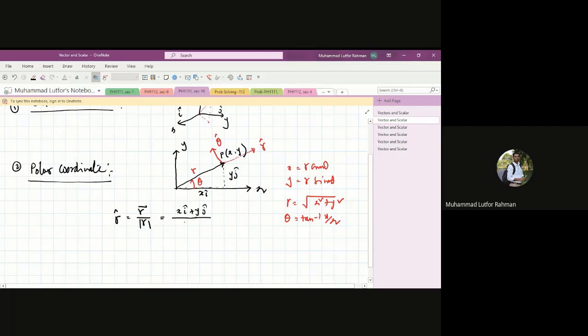And what will be the magnitude? I already found the magnitude, right? That is r. Now I can write one more line. I can replace x with r cos theta, so it becomes r cos theta i hat plus r sin theta j hat, divided by r.